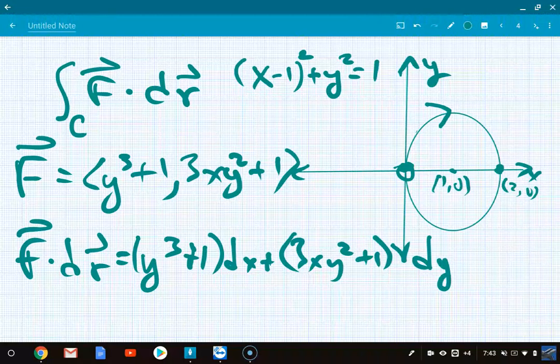So, can we parameterize this? Can we do this in terms of sines and cosines and whatnot? What if we replaced all the x's up here?